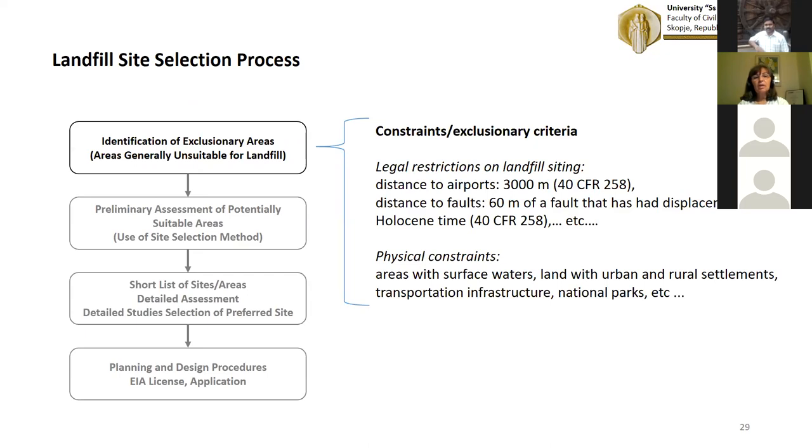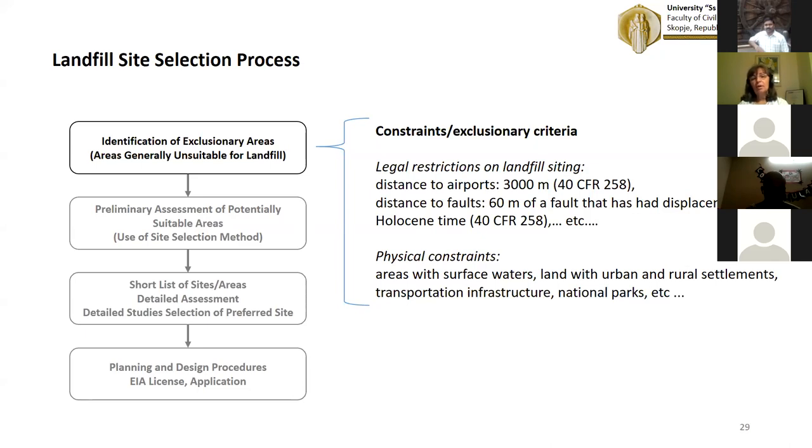And excluding these areas can be based on some legal restrictions. For example, there are some legal restrictions regarding the distance to airports. Some countries regulate that the distance to the airports should be set to 3,000 meters, or maybe distance to faults, or maybe distance to some settlements. These are legal restrictions. However, there are also some physical constraints, for example, areas with surface waters, lands with urban and rural settlements, they cannot serve as landfill areas.